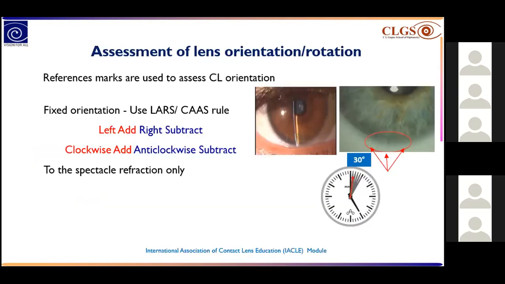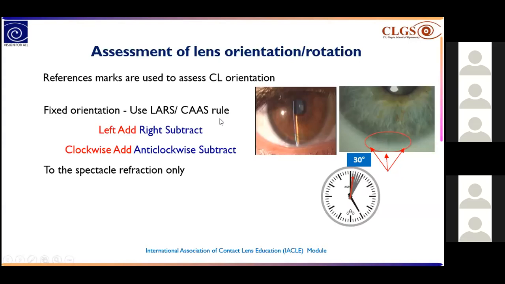To identify the lens rotation, we have to observe the reference marking on the lens. The reference marking which I am talking about, here you can see there are three reference markings. One is at maybe 7 o'clock, one at 6, and one at 5 o'clock. We have to observe these during the fitting assessment, during the lens rotation. We fix the lens rotations by using the LARS and CAAS rule.